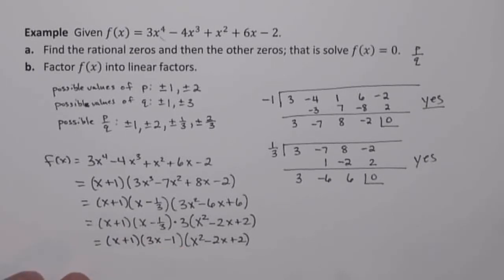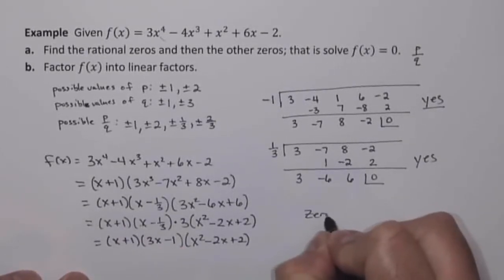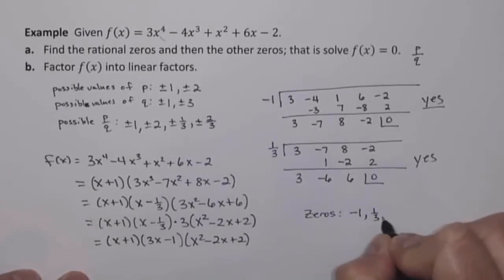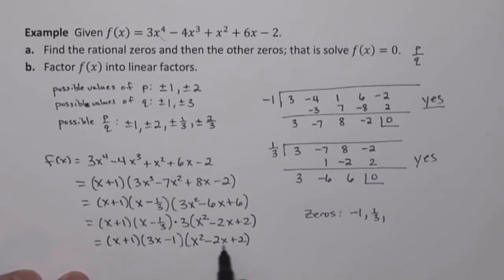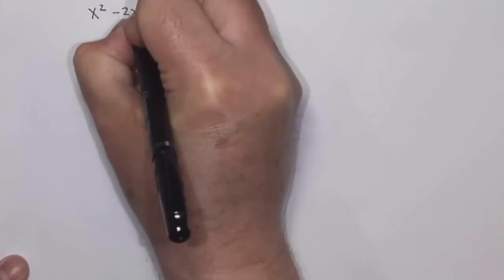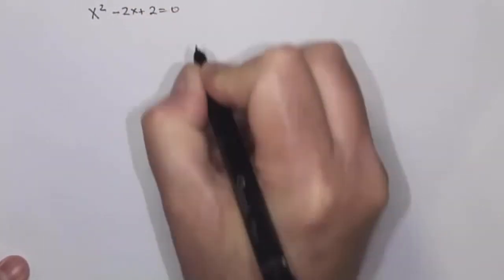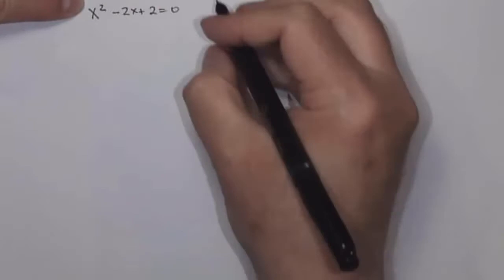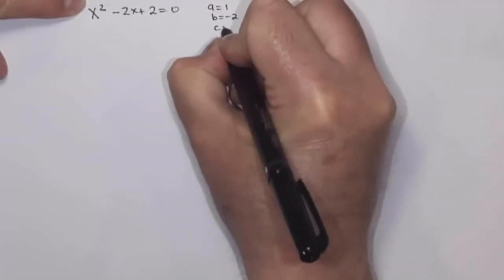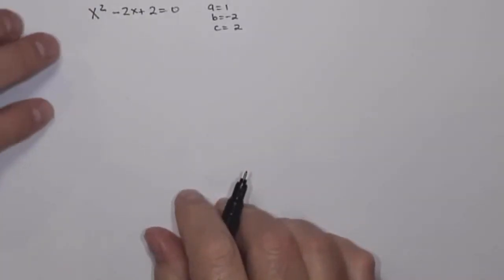So what I know so far is that my zeros are negative 1, 1/3, and I can set this equal to 0 and solve to figure out what the other two zeros have to be. I'm going to do that on a separate sheet. So if I have x squared minus 2x plus 2 equals 0, using the quadratic formula, a is going to be 1, b is going to be negative 2, c is going to be positive 2.